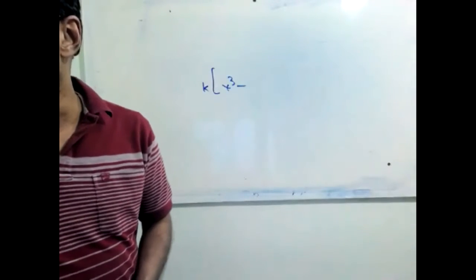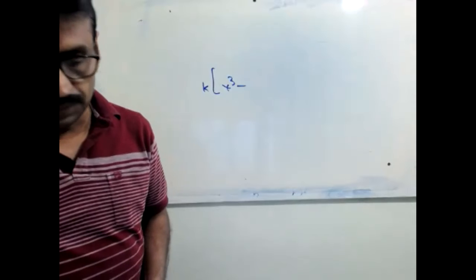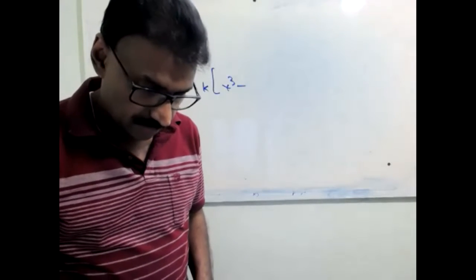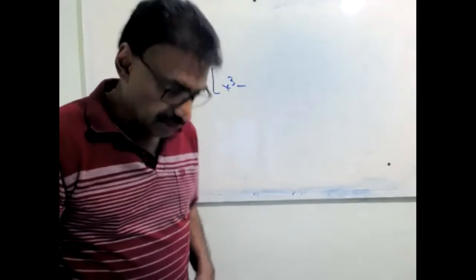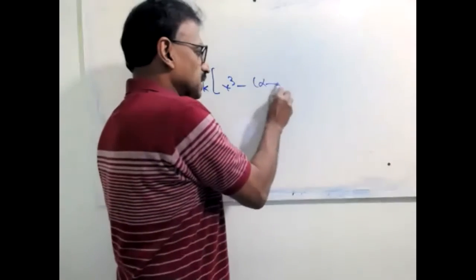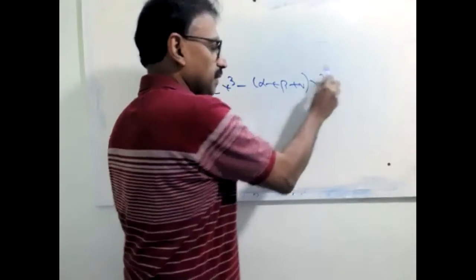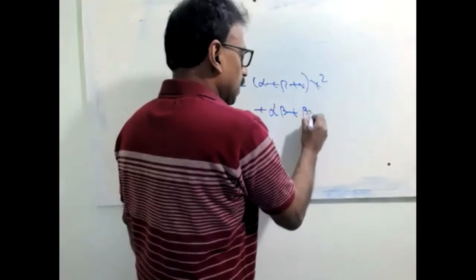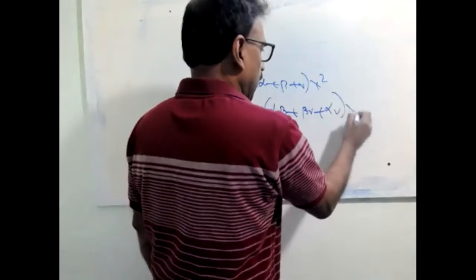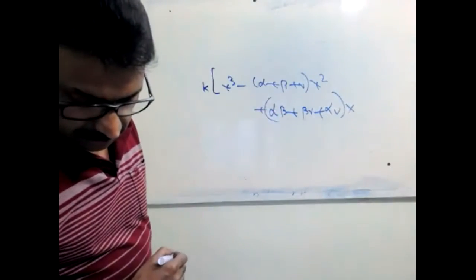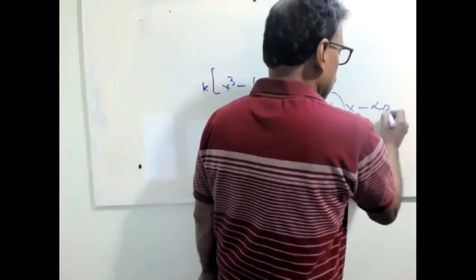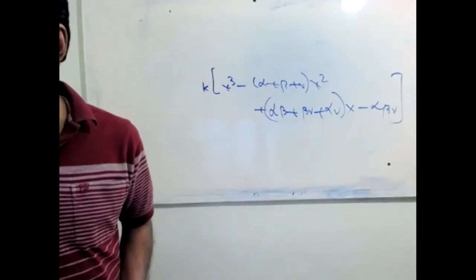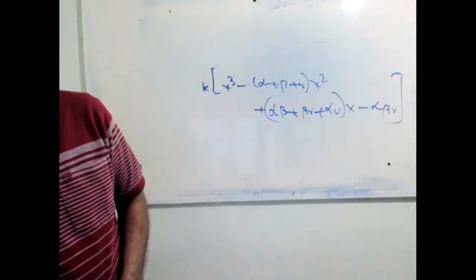Formation of a cubic polynomial: k into x cube minus alpha plus beta plus gamma into x square plus alpha beta plus beta gamma plus gamma alpha into x minus alpha beta gamma. Copy this one. You already learned this in school.